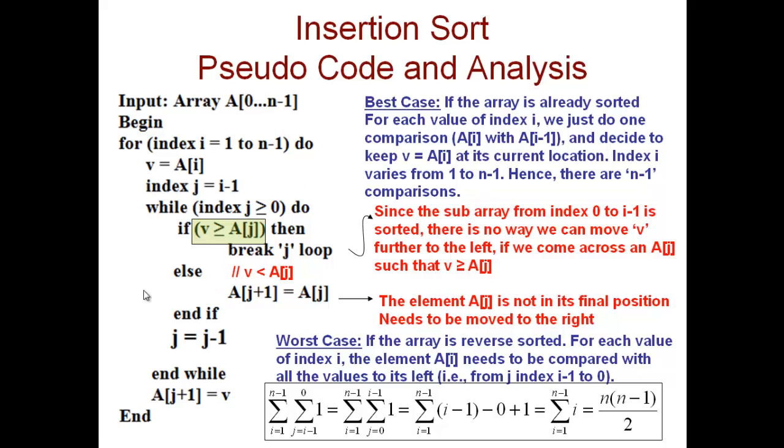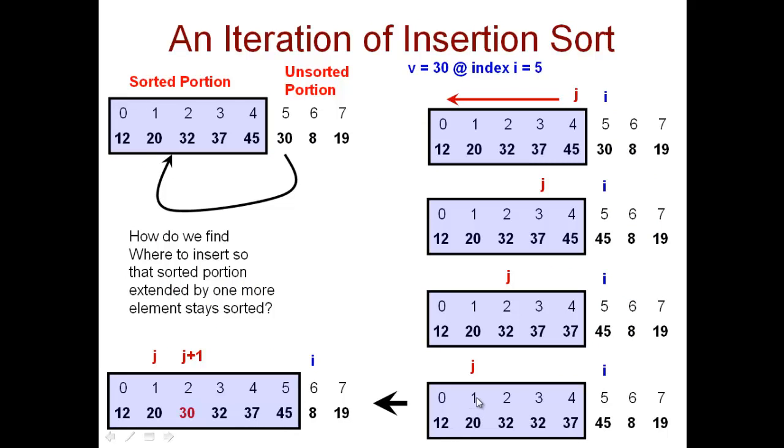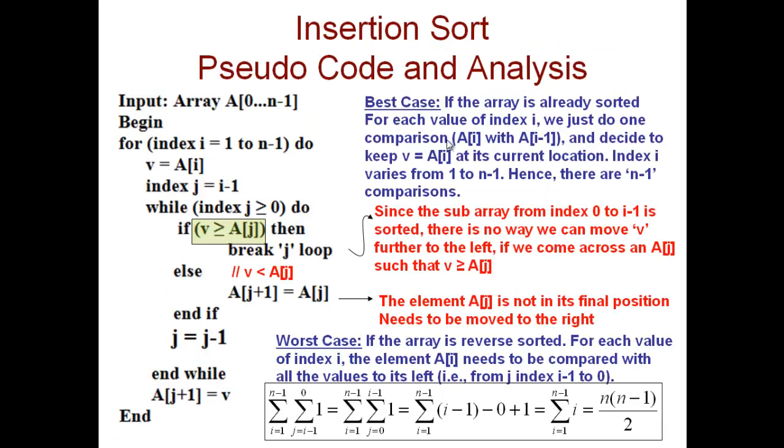We keep going through the process until we come across a j where a of j is less than or equal to v, like this 20 here. When we come across such a j, we can stop, because, as I said, this is the sorted portion in which you're running the j loop. At this index j, a of j is less than or equal to v, which means anything to the left of this j will also be less than or equal to v. So we don't really need to move the j loop all the way to the left. And that's the pseudo code. Okay, any question?